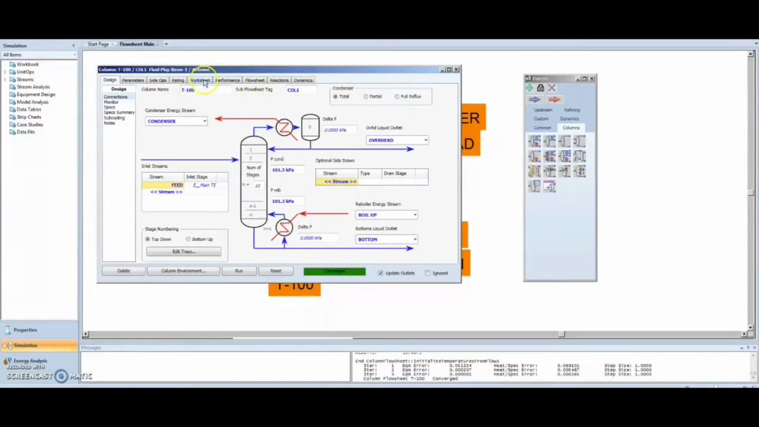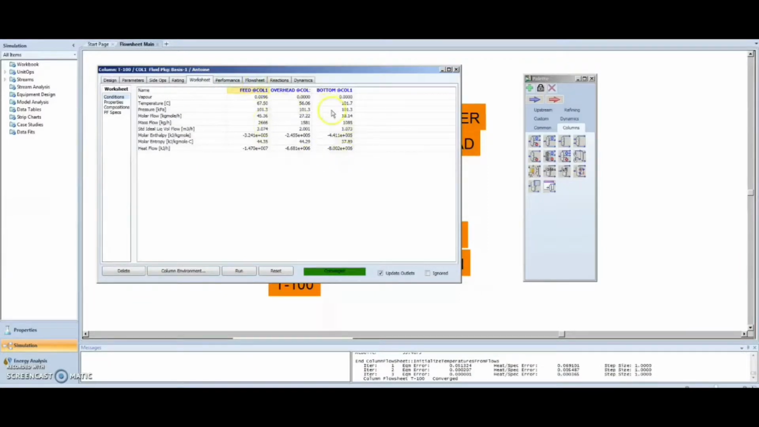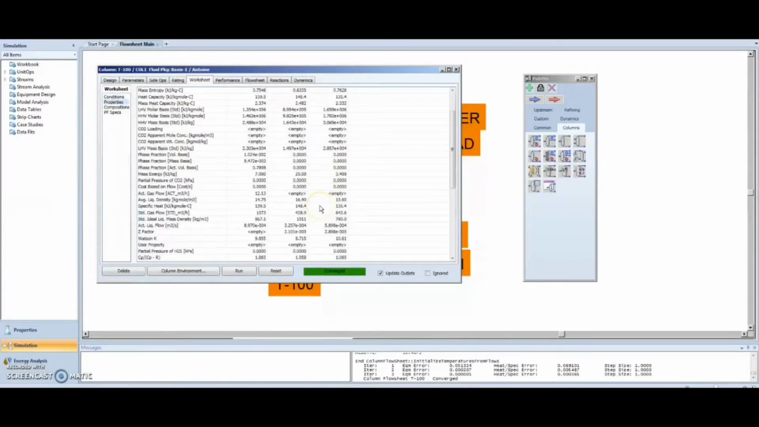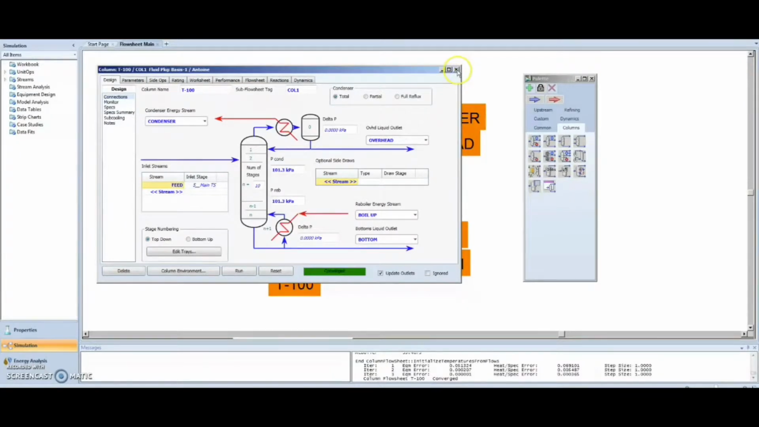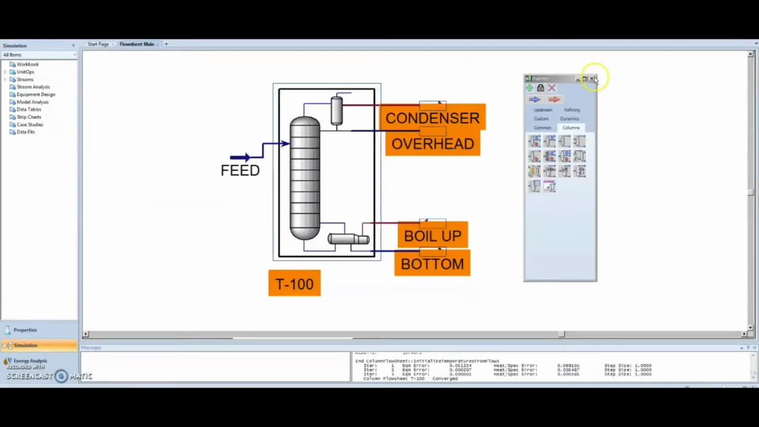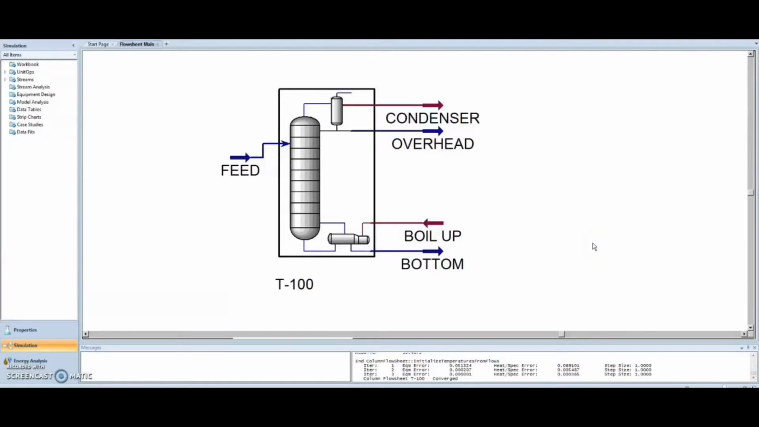At the design window, the information that you can get is the condition of the inlet and outlet streams. You can also get properties of the inlet and outlet streams. Another piece of information is the composition of the inlet and outlet streams. Finally, this is how our process flow diagram looks like. We have one inlet stream which is feed, and two outlet streams which are condenser and bottom.